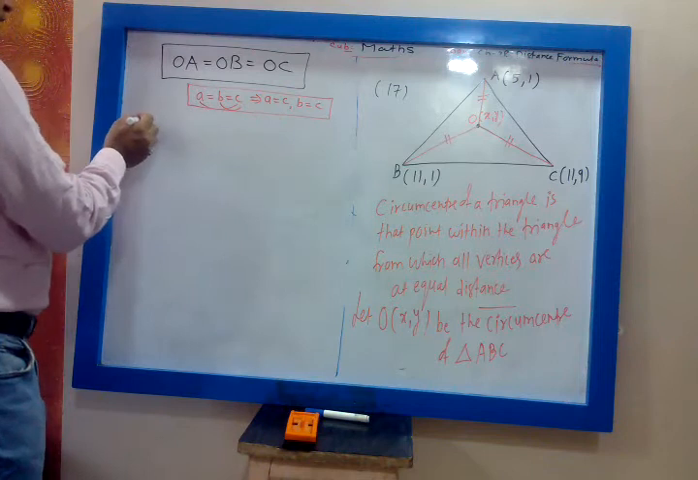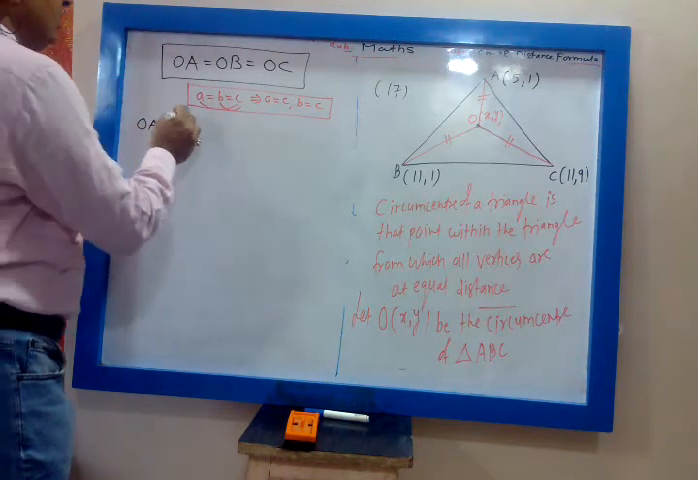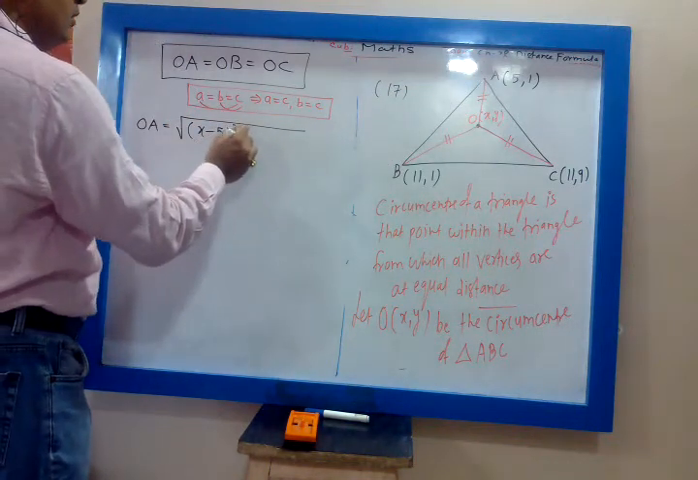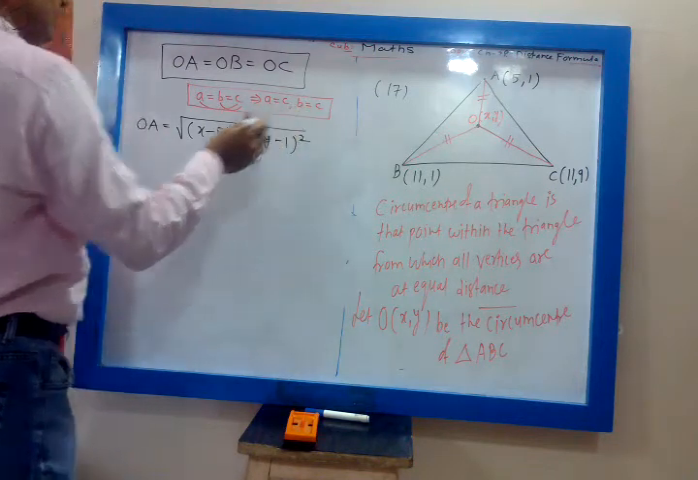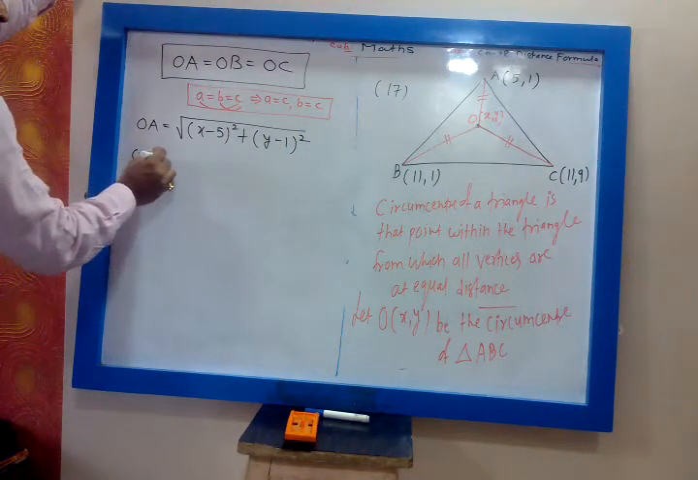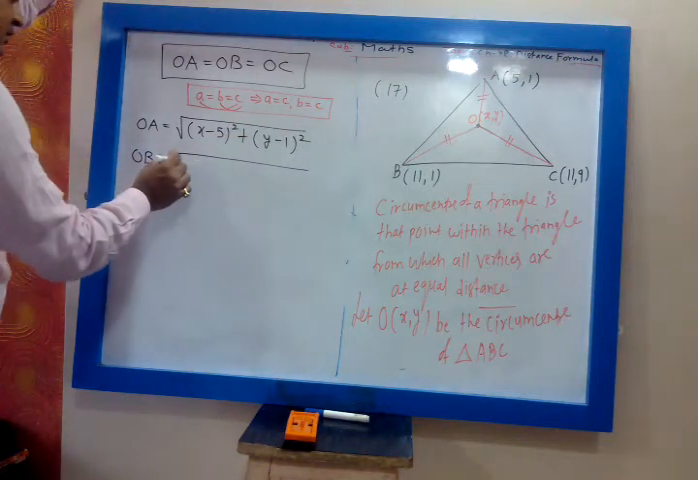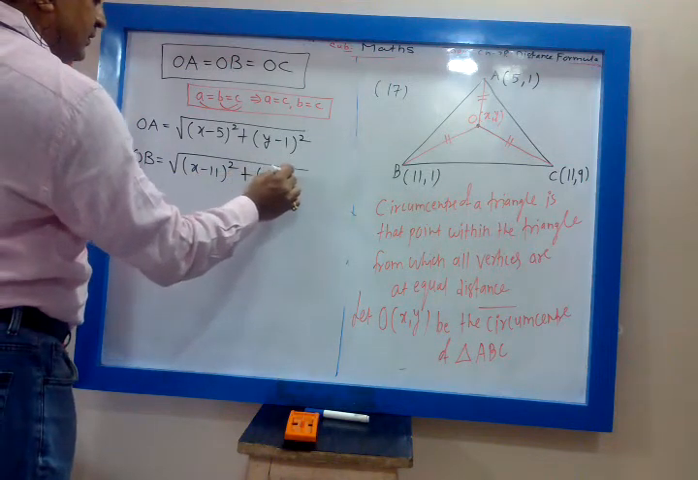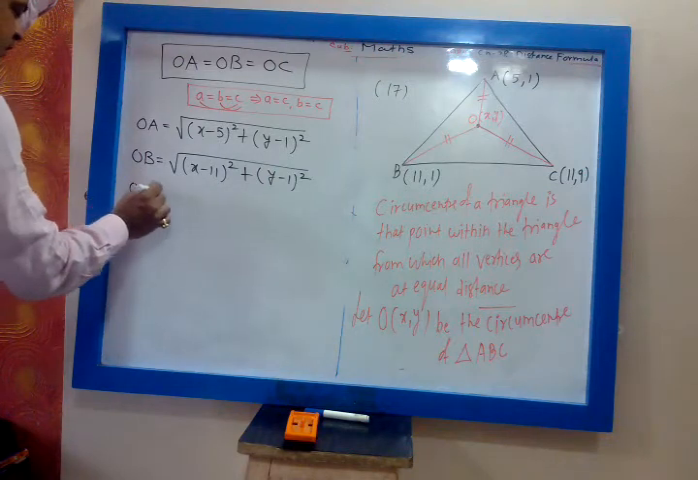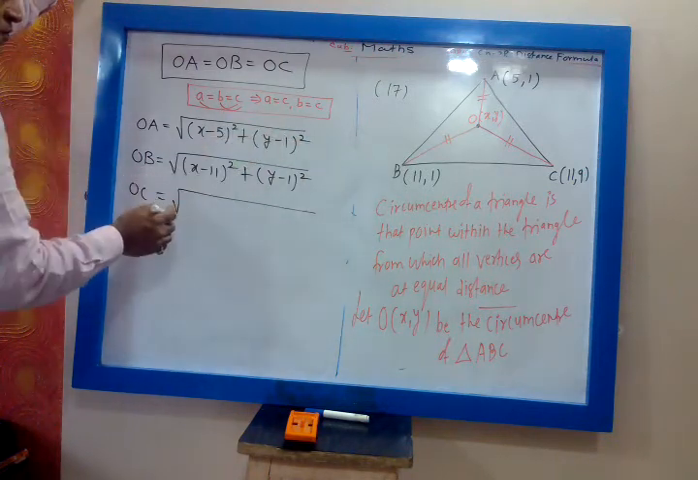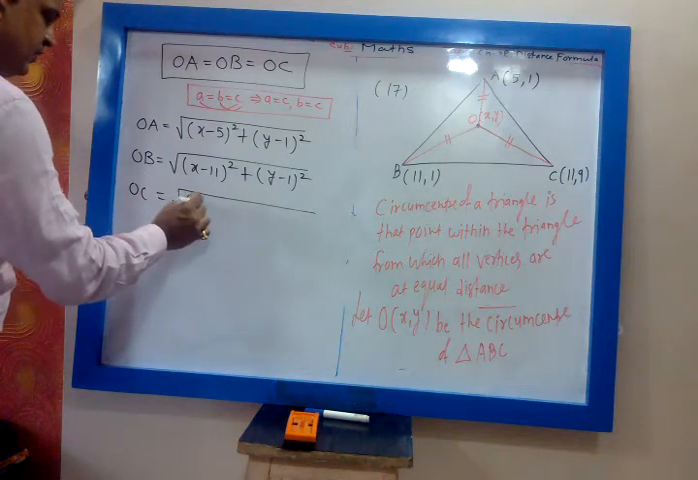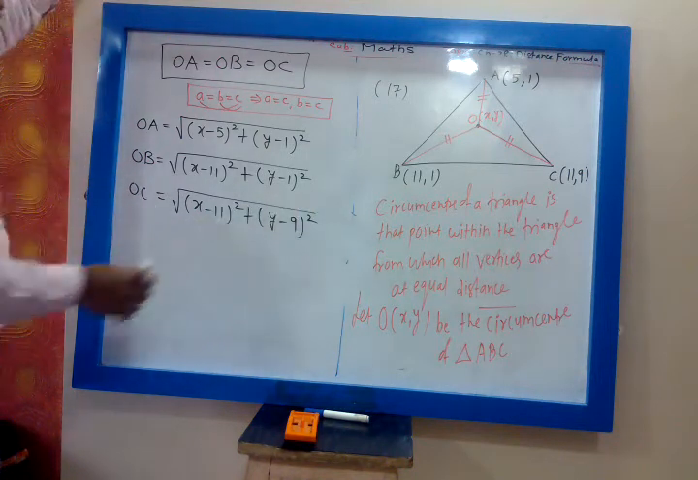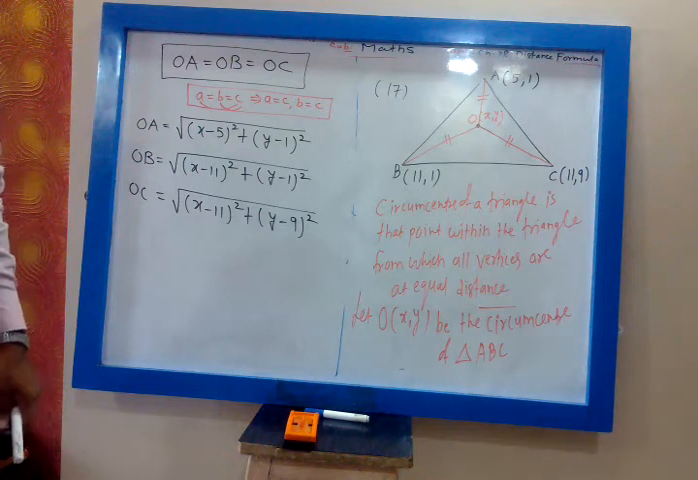Let us find OA. Apply the distance formula: OA is the square root of x minus 5 whole square plus y minus 1 whole square. Find OB: square root of x minus 11 whole square plus y minus 1 whole square. Then OC: square root of x minus 11 whole square plus y minus 9 whole square. So find out OA is equal to OB is equal to OC.